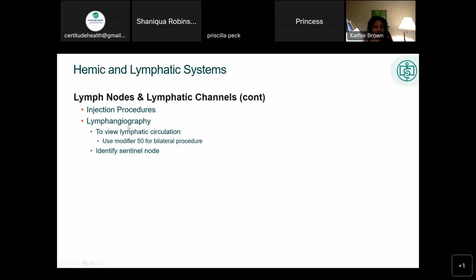So just remember that anytime you see graphy, that means they're doing imaging. And this one is for the purpose of seeing the circulation of the lymph fluid and how it's traveling through the body, if there's anything preventing it from being able to travel as normally as it should.